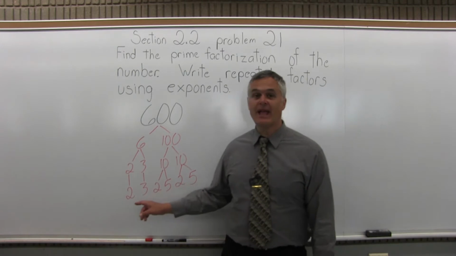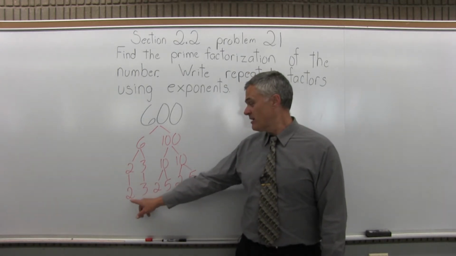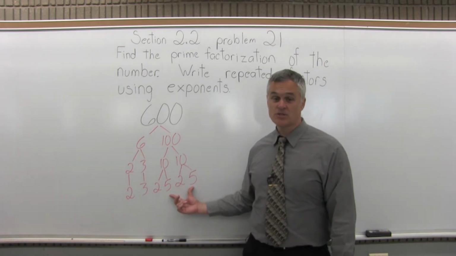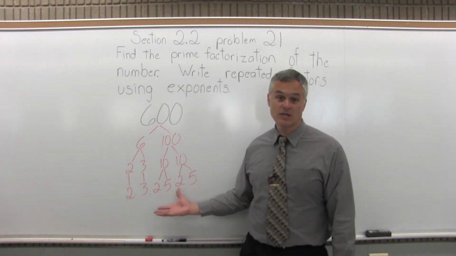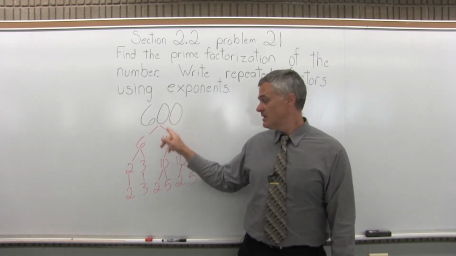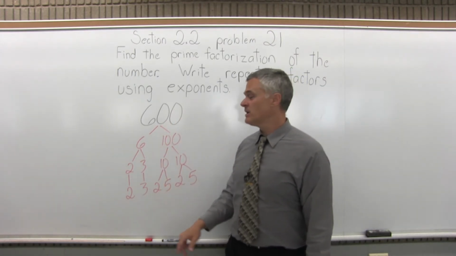Now, at this point, every number in the bottom row is prime. 2 is prime, 3 is prime. I have 2 again a couple of times. 5 is prime. It shows up twice. Everything is prime, so I've gotten to the end. So as big as this 600 seemed when it started, it broke into primes fairly quickly.